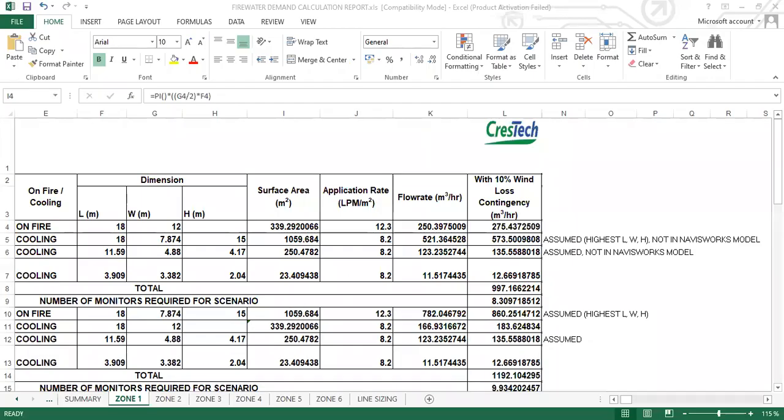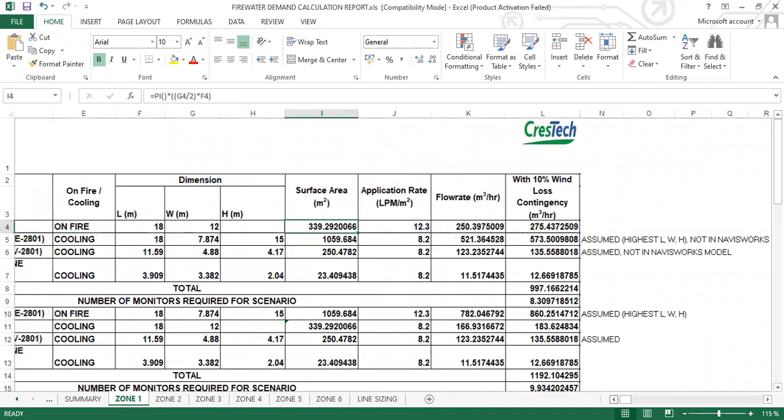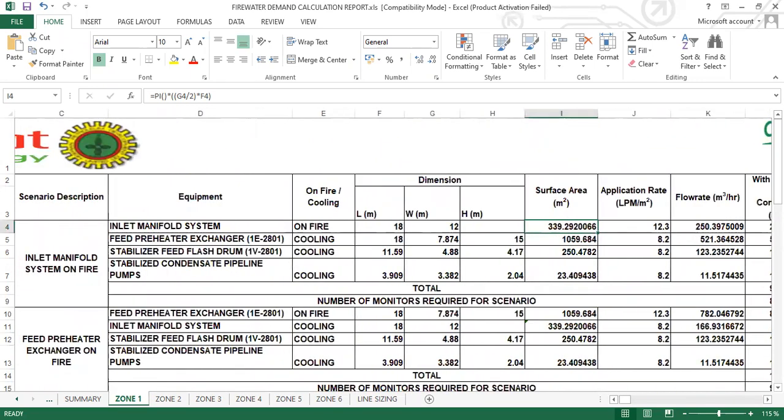Okay, so we are talking about firewater demand today. I'll try to go through it, then you can ask your questions afterwards, if that's okay with you. So essentially, the firewater demand calculation depends on the clients you're working for.